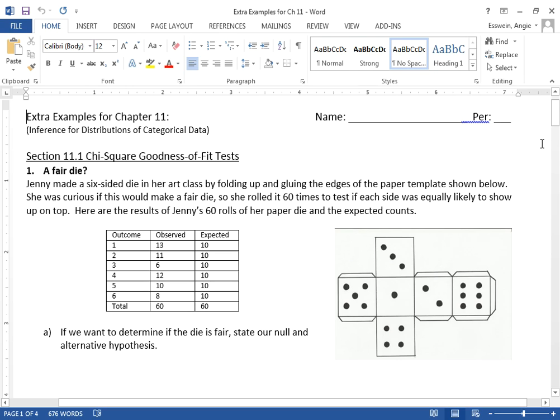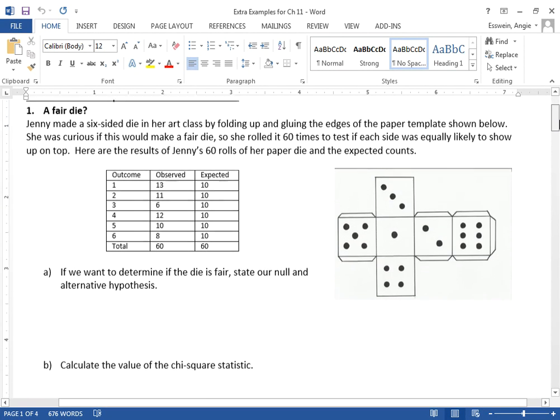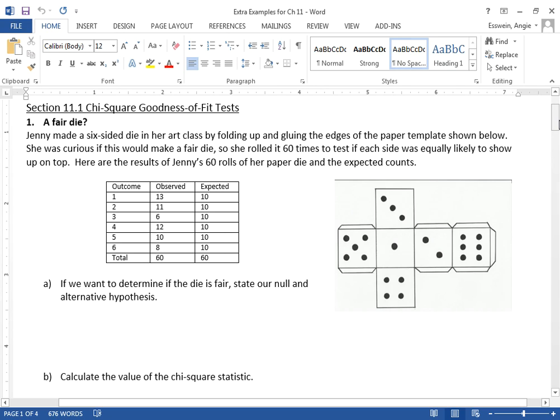For this first example of our chi-squared goodness of fit tests, what we're wondering is: is this die fair? If we built it out of this paper template and glued up the edges, did we make it fair, instead of weighting one number to come up more times than the other? So let's just give me your intuition.